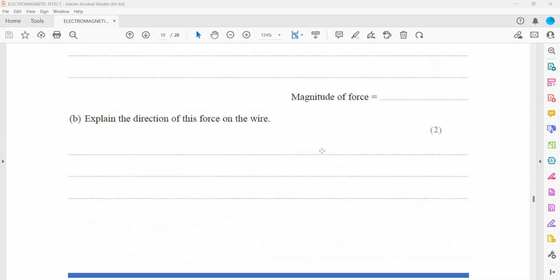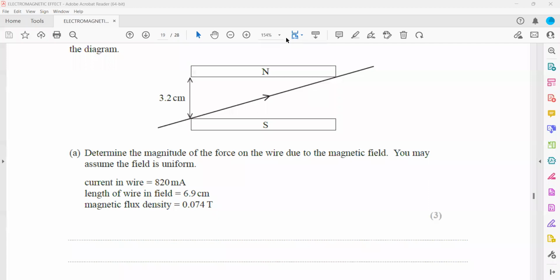Explain the direction of the force on the wire. For finding the direction of the force, the direction of the current is given to you, so you have to use Fleming's left hand rule. Your index finger, your first finger, should point in the direction of the magnetic field, so downward. Your second finger should point in the direction of the current. When you apply Fleming's left hand rule, your thumb is pointing into the page.